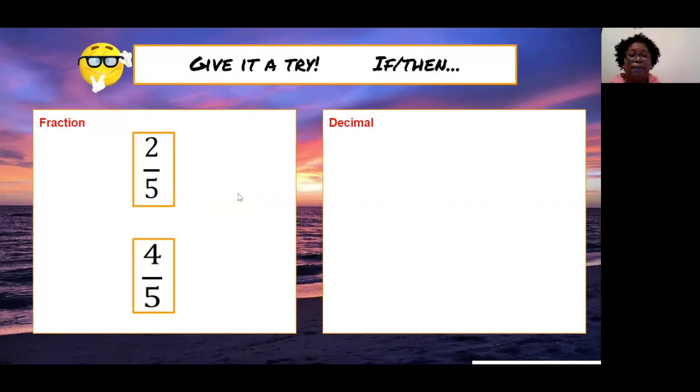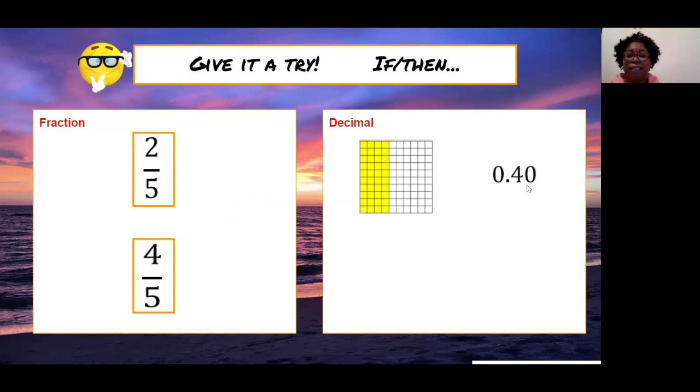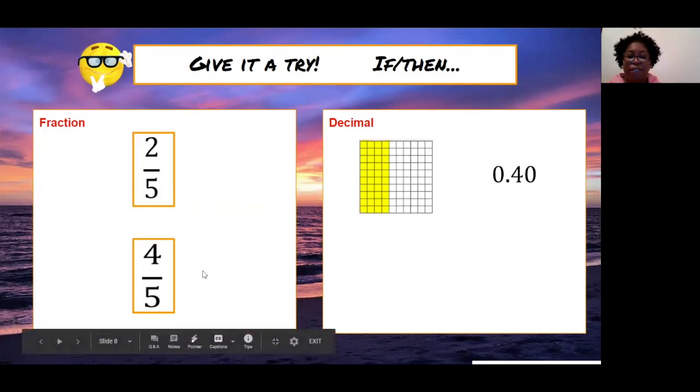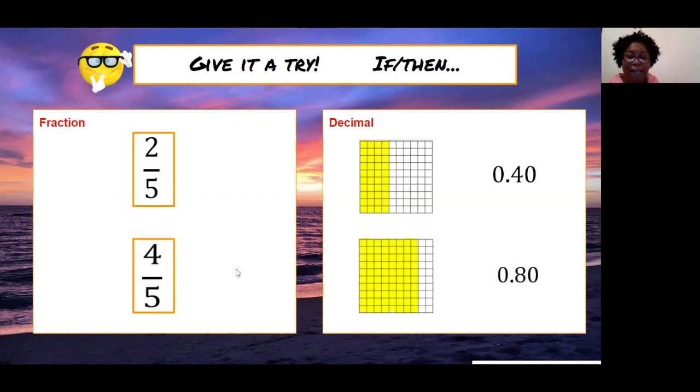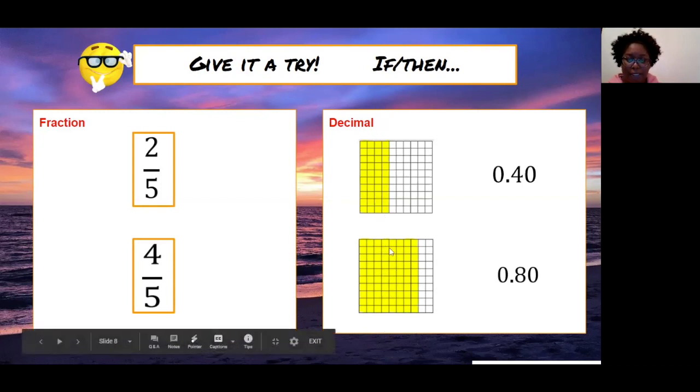All right, let's see. 2/5 as a decimal is 40 hundredths. Okay. Well, what about 4/5? Use some think time. Let's see. 80 hundredths. Remember, you have to think about your sections and how many sections are filled.